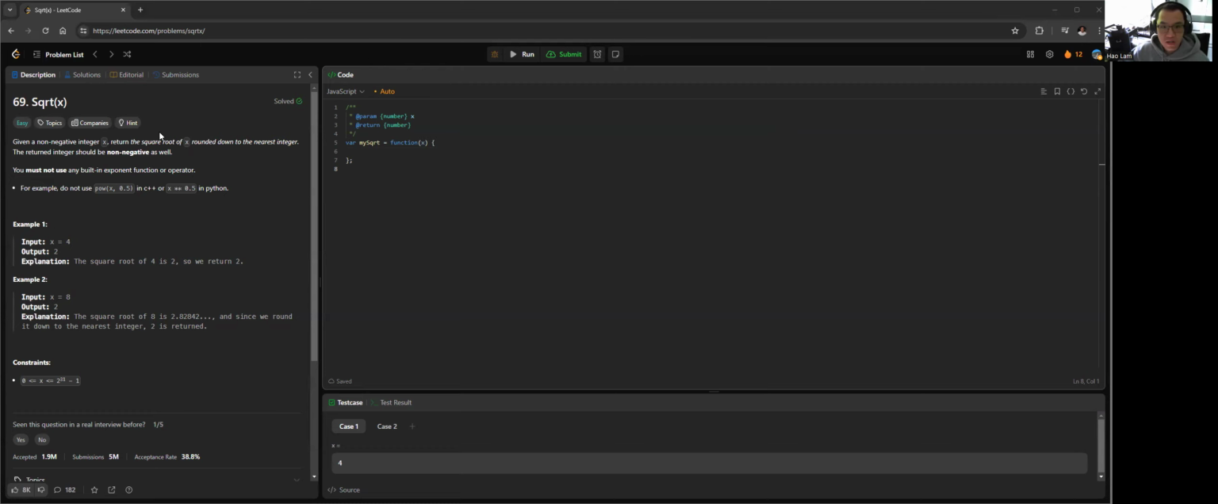So we need to find the square root of x here without using any built-in function. Given a non-negative x, we return the square root of x, rounded down to the nearest integer. The returned integer should be non-negative as well.